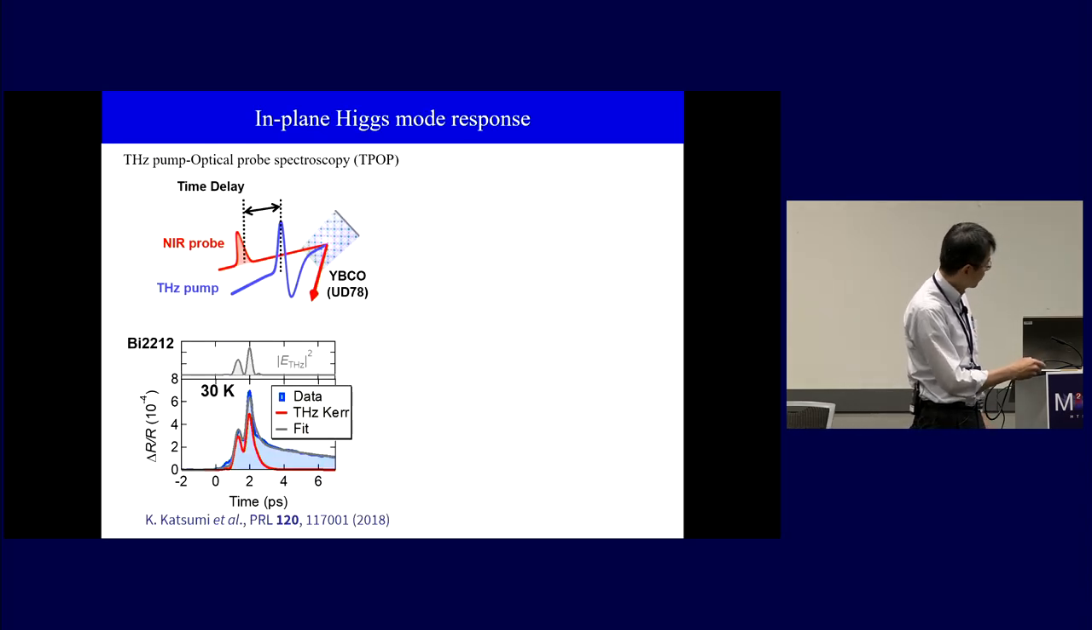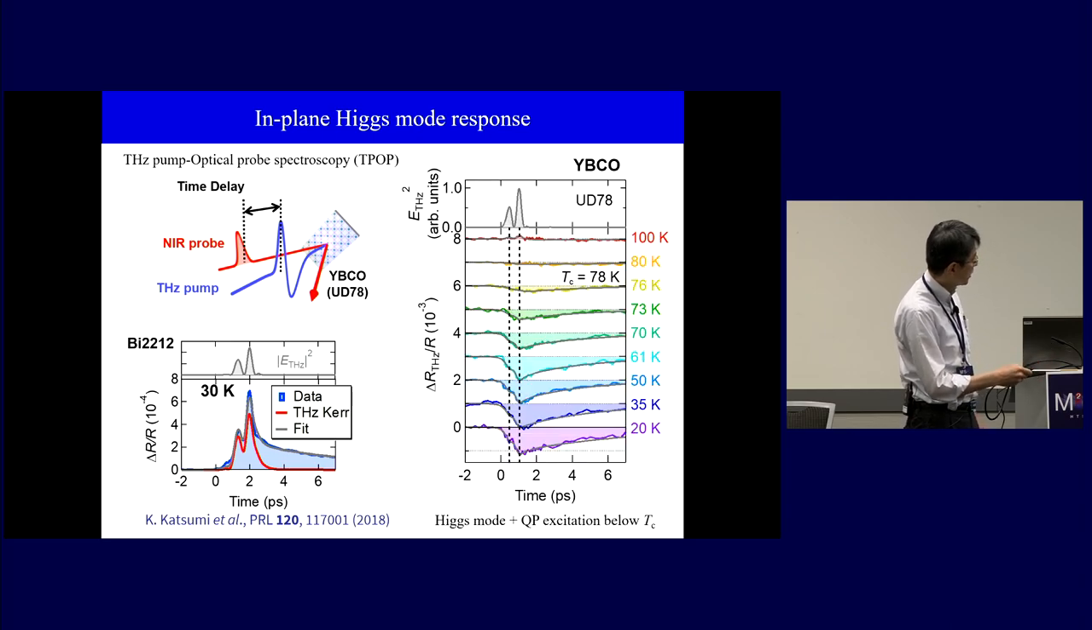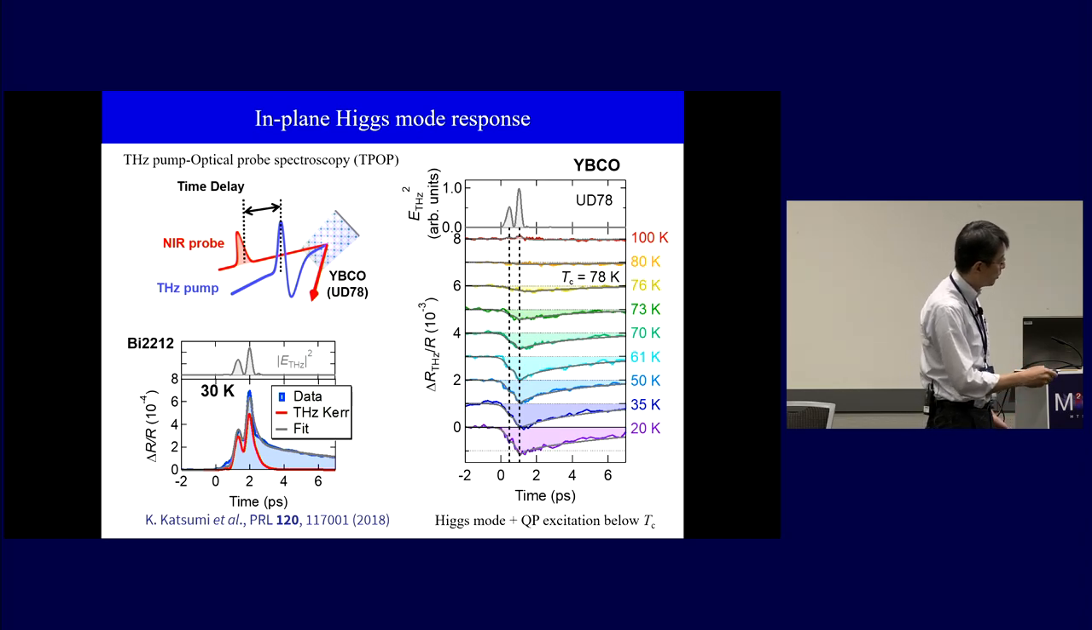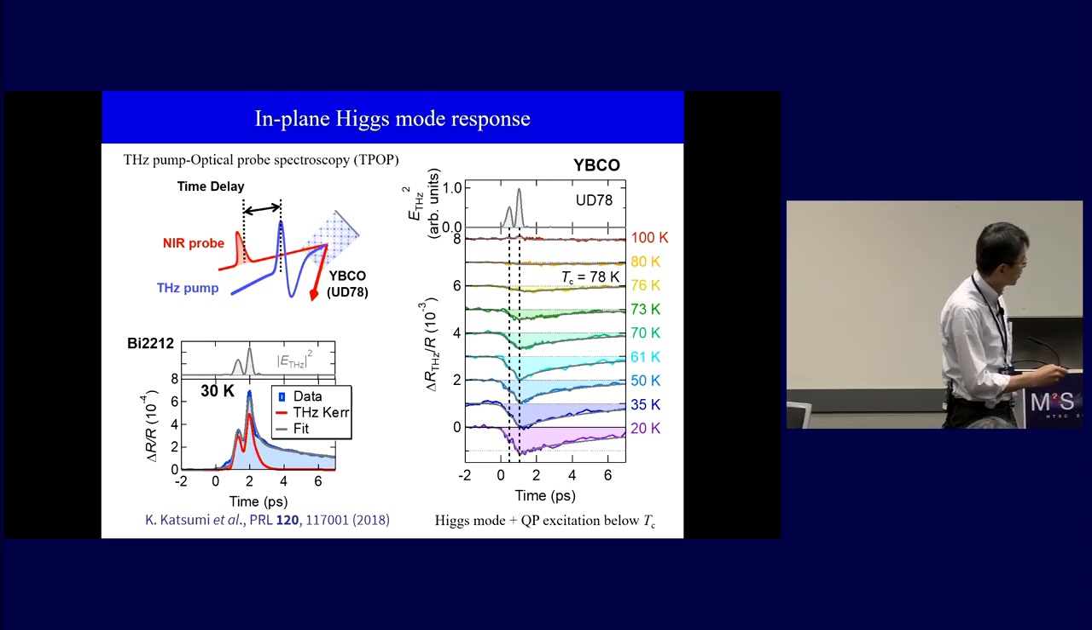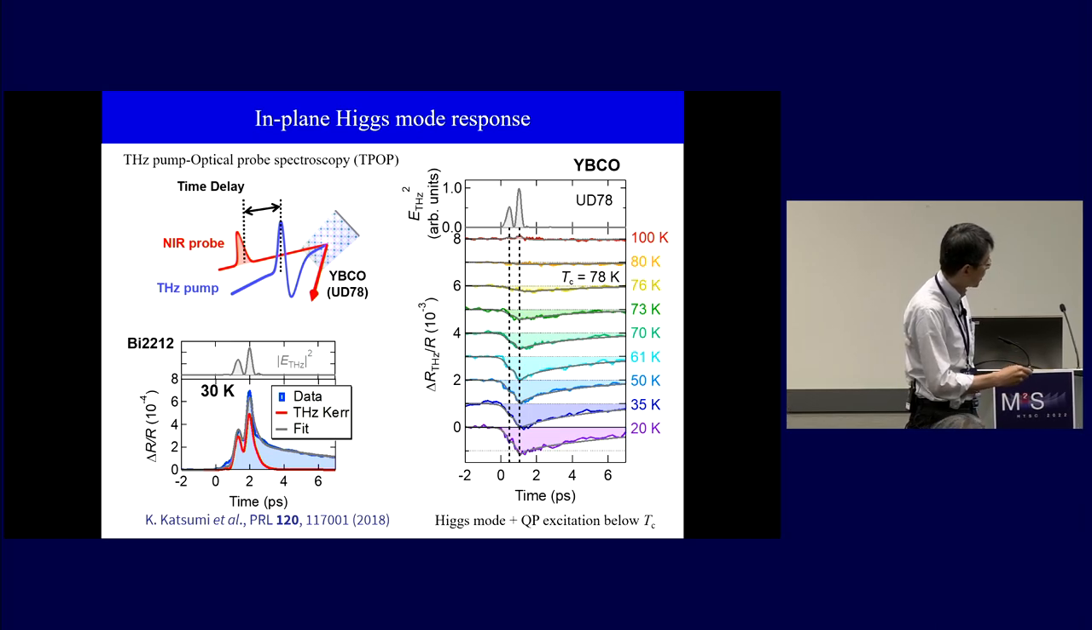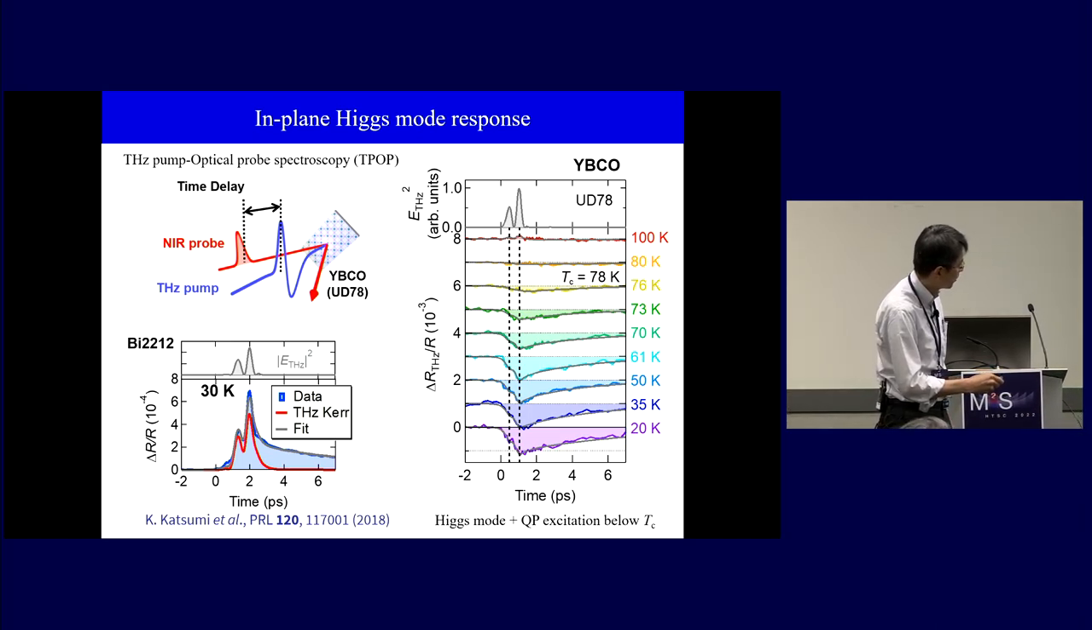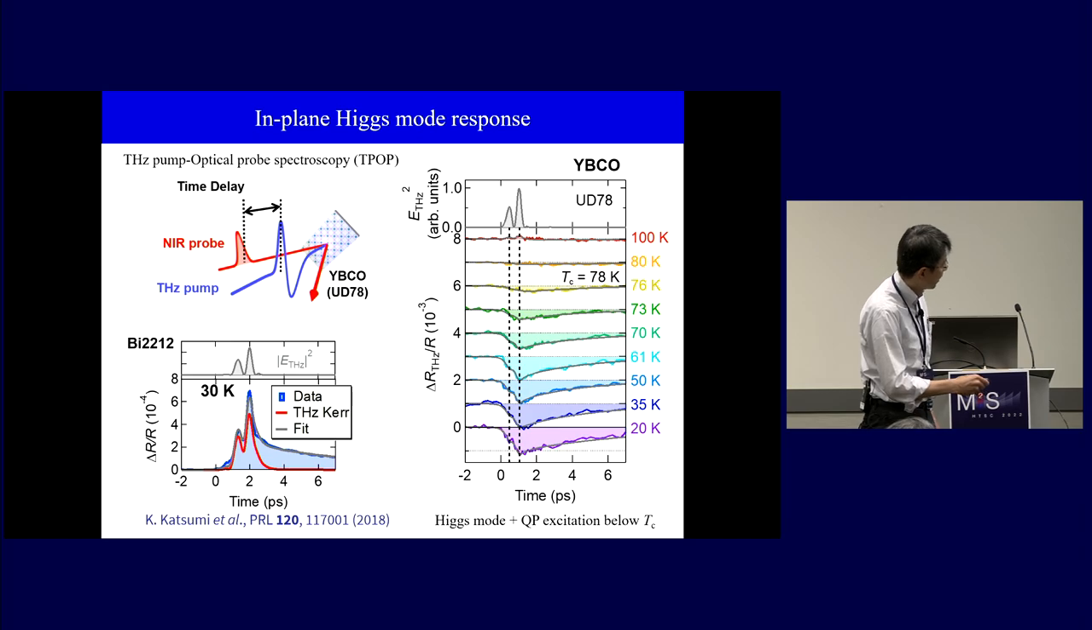So like the Bi-2212 case, we can apply this TPOP measurement in the YBCO. So this is a kind of equilibrium without optical pump. So below TC, we see this signal. One is a 2 omega-like oscillation. It's not so evident here, but there is some. And also followed by this quasi-particle excitation.